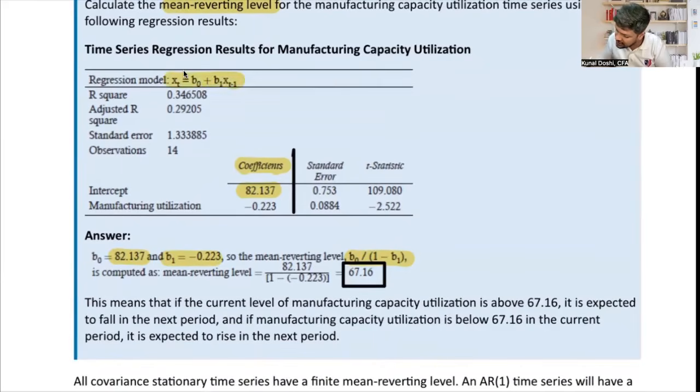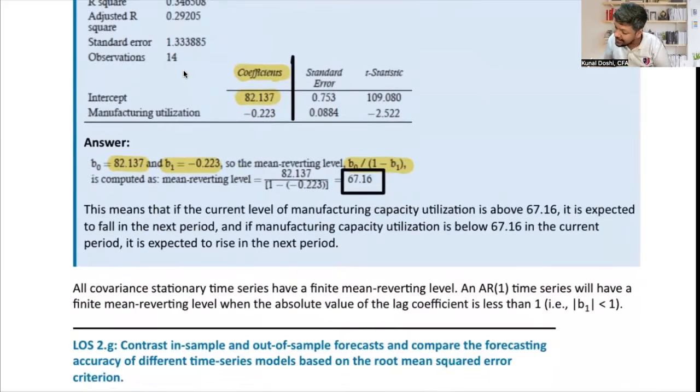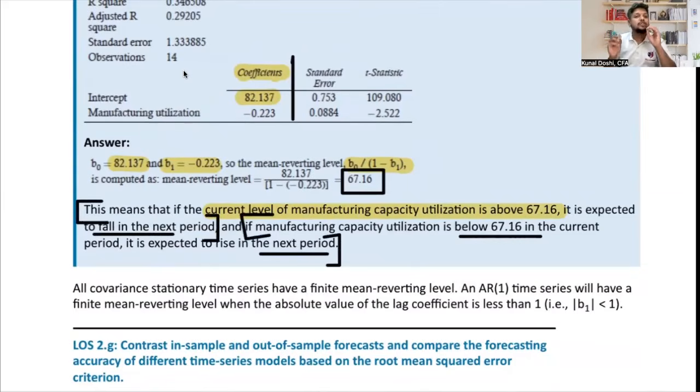So based on this regression model, what did we conclude? This means that if the current level of manufacturing capacity is above the mean reverting level, then it is expected to fall, correct, in the next period. And if it is below, then it is expected to rise. This is what I need to know. Understood, everyone? Clear? Clear?